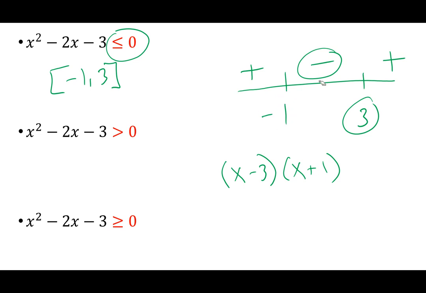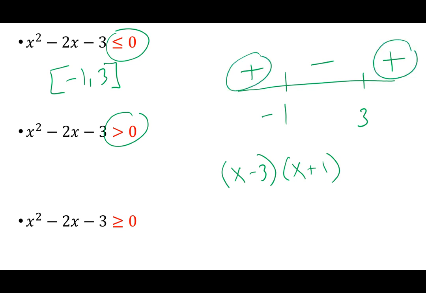Then let's say that we want to answer the question, where is this polynomial strictly greater than 0? So if we want to know where this polynomial is greater than 0, we want the positive locations, but we don't actually want the critical values because it's not equal to 0. So how are we going to say that as a solution? Well, we're going to say all the values from -infinity to -1, and then all the values from 3 to infinity.